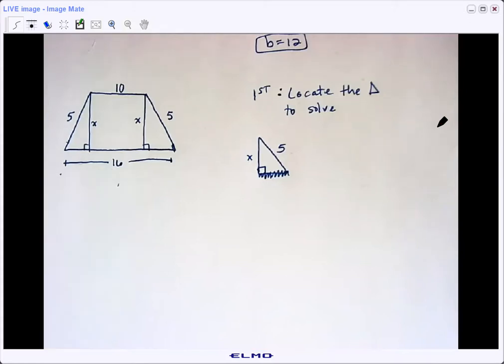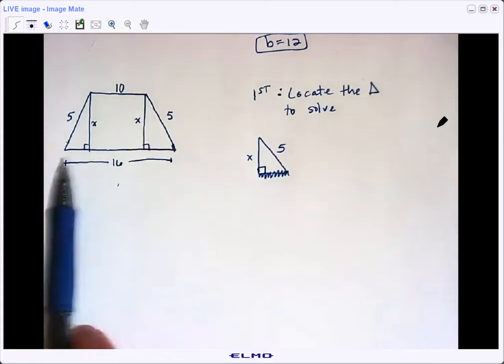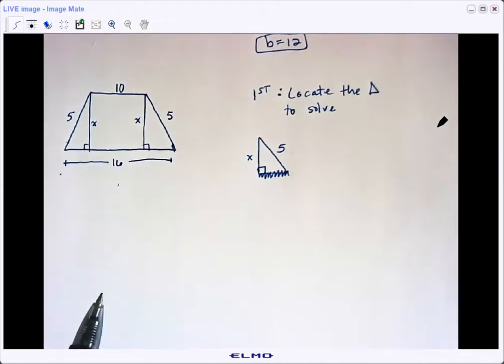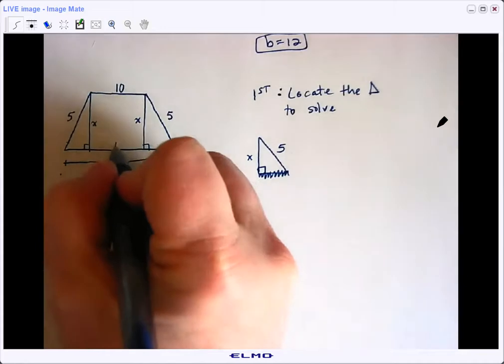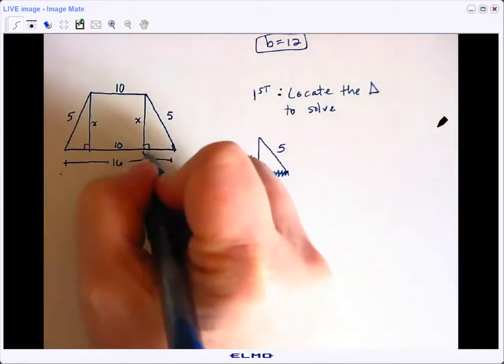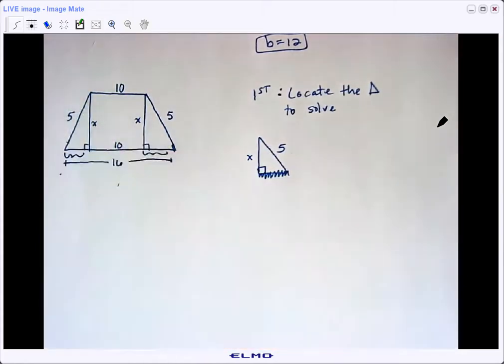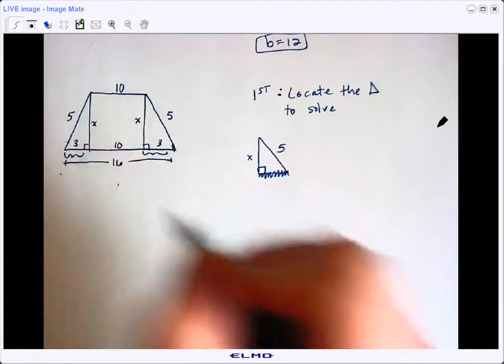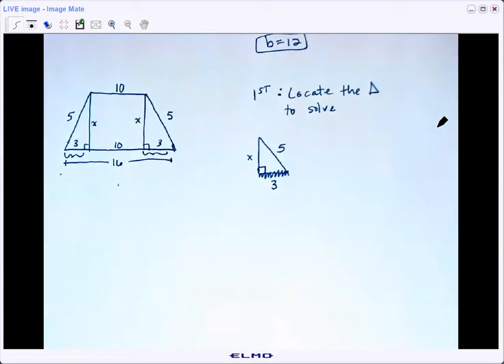That's the first step. But remember, there's 2 sides to our triangle. So what do we do with that 6? We divide it by 2. Perfect. Divide it by 2. So this is 10. That means this part and that part have to be the 6. So these would each be 3. And there's the triangle that we need to solve.